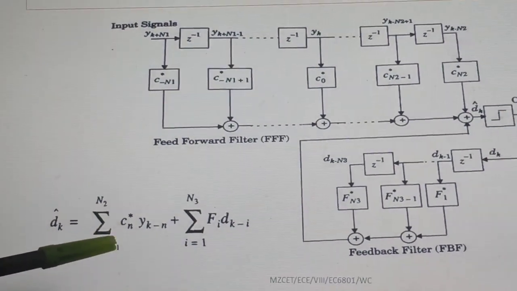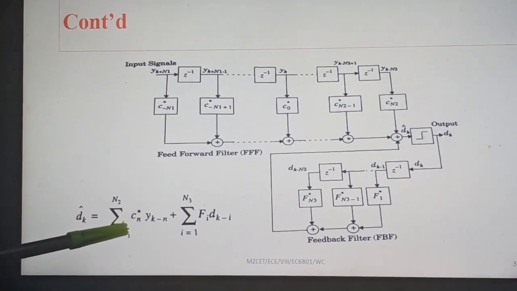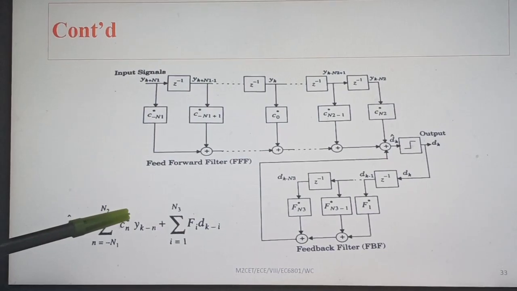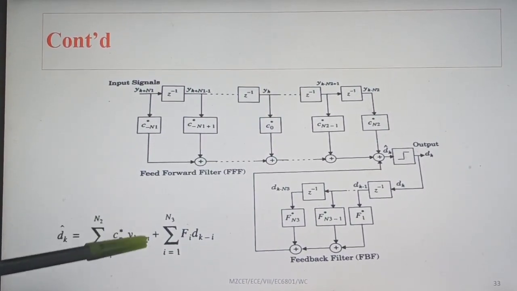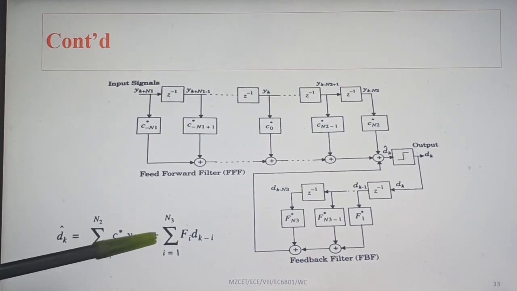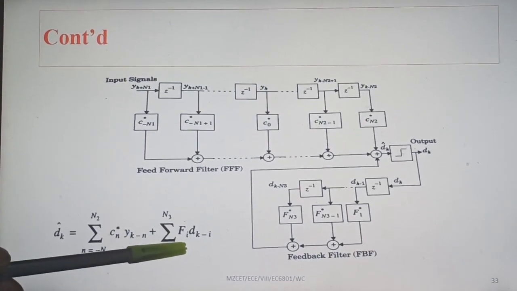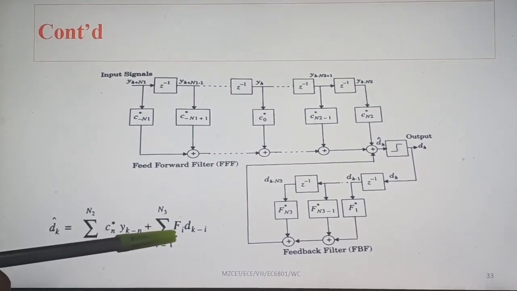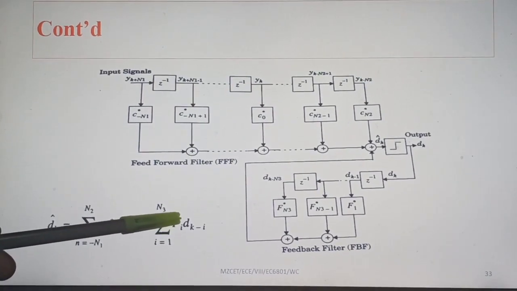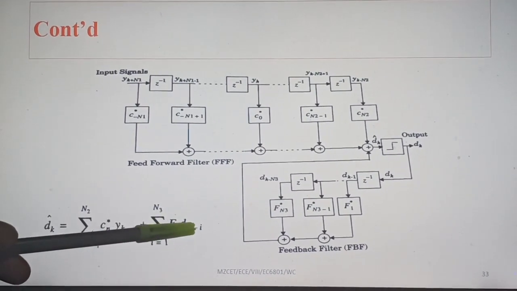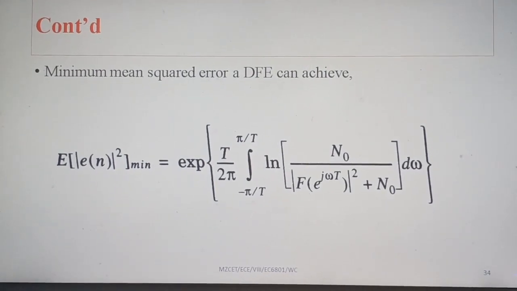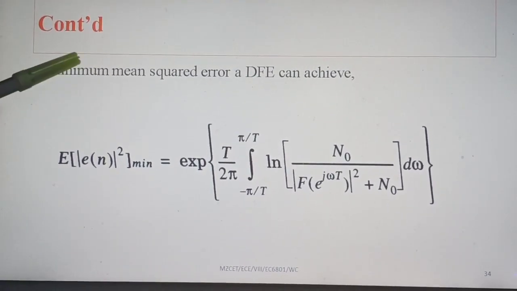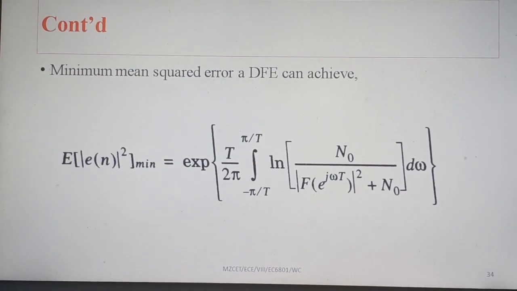The output of the feed-forward filter is the sum of the products between the filter coefficients in the feed-forward filter and the input to the feed-forward filter. The output of the feedback filter is the sum of the products of the tap gain in the feedback filter and the input to the feedback filter. This is the expression for the minimum mean square error for a decision feedback equalizer.